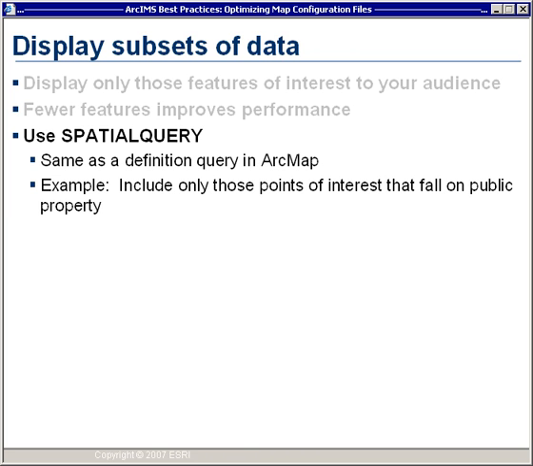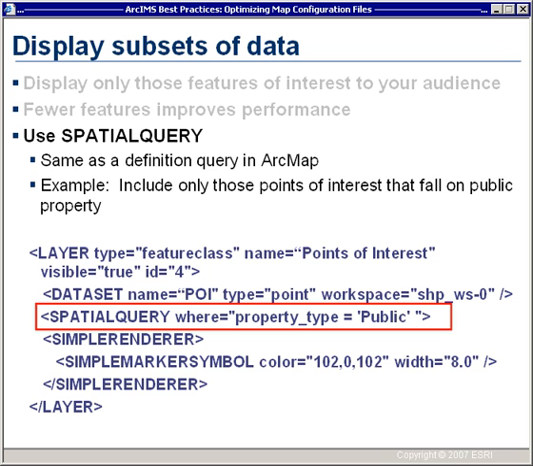You can select subsets of features for a service by using the spatial query element. You can set up a where clause that's similar to a definition query in ArcMap. As an example, suppose you have a list of points of interest that fall on both public and private property. Your audience has access to only public property. Therefore, you don't want to show any features on private property. You can set up a where clause where only the features on the public property are displayed.